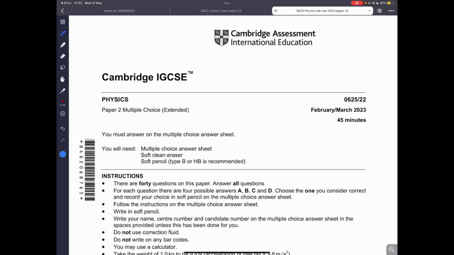Welcome back. Today we are going to be attempting to do this physics paper 2 multiple choice. This is the February-March 2023 version, paper 2-2, and this is a fairly recent paper. It is the latest one, in fact.